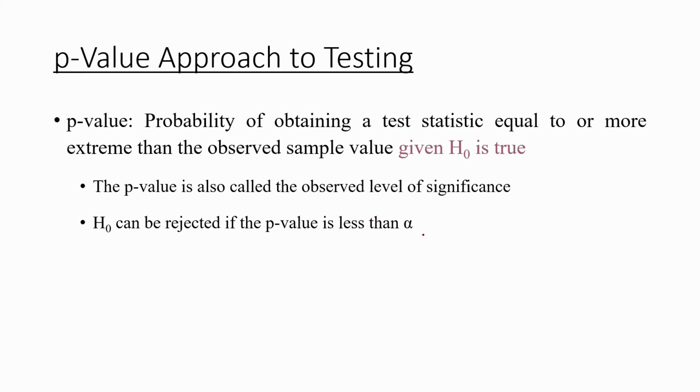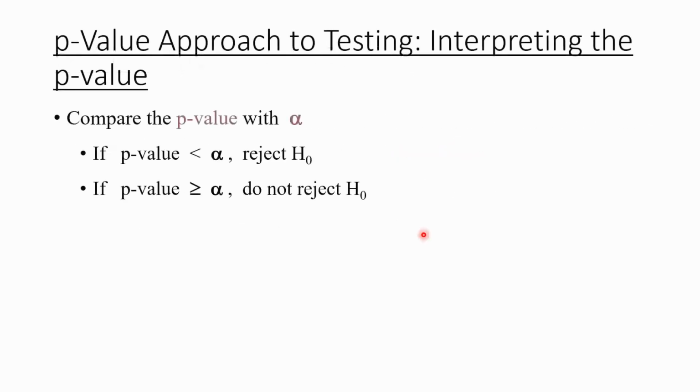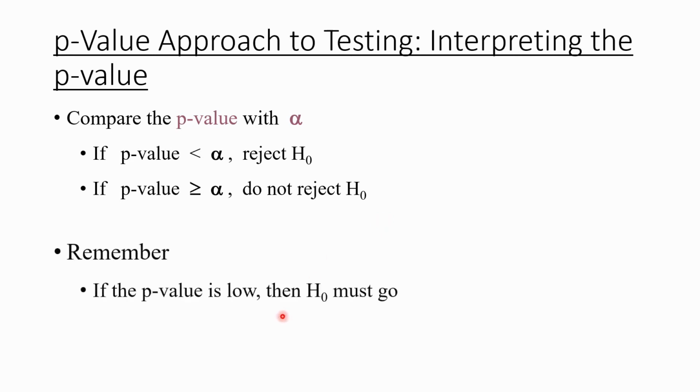So in summary, what I want you to remember is if your p-value is less than alpha, you reject H0. If your p-value is greater than or equal to alpha, you do not reject H0. To simply remember this, you can use this particular quote: if the p-value is low, then H0 must go, because it rhymes nicely there.